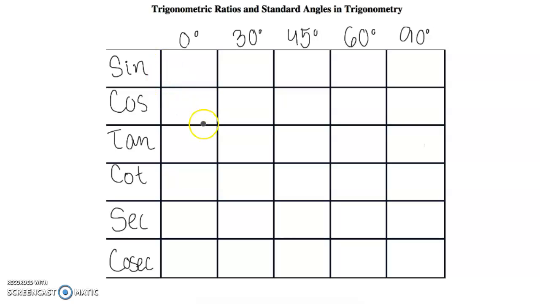Tan theta is equal to sin theta by cos theta, or the perpendicular side divided by the base of a triangle. Cot theta is equal to the base of a triangle divided by the perpendicular side of a triangle. Sec theta is equal to the hypotenuse of a triangle divided by the base of a triangle. And finally, cosec theta is equal to the hypotenuse of a triangle divided by the perpendicular side of a triangle.